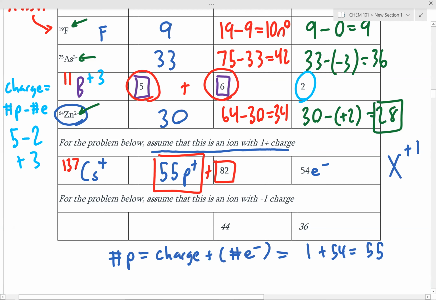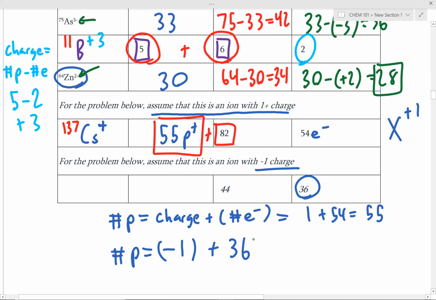Let's do one more as required by this exam. Okay, so in this case, we're asked to assume that this is an ion with a -1 charge. So we have 36 electrons. So our number of protons is equal to our charge, which is -1, plus our number of electrons, which is, yep, 36. 36 minus 1 gives us 35. So we have 35 protons to work with.